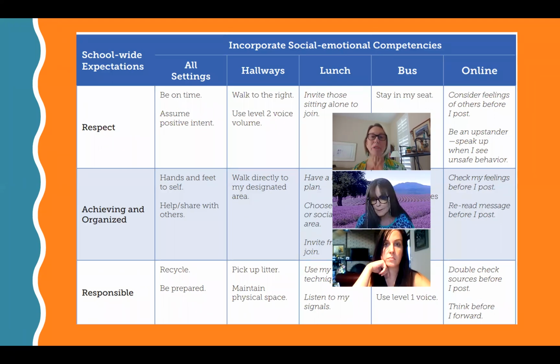Another example is under responsible in the hallways. It's about maintaining physical space. So again, now that's social awareness. So these are those precursors that we need to make sure all kids have a skill set to on a continuum, because some kids are going to be better at it than others, in order to get to where we want, that responsible decision making.